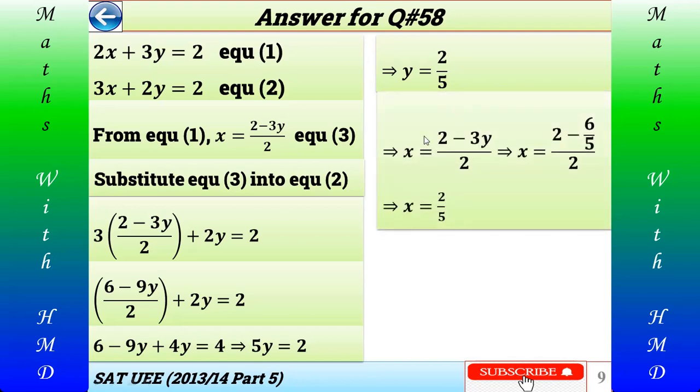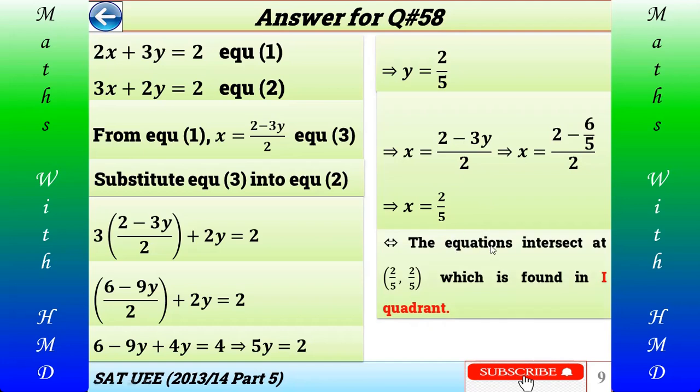Right. Now let's get the value of x. As you can see from equation 3, x is 2 minus 3y over 2, right? So x equals 2 minus, with the value of y being 2 over 5, 2 over 5 times 3 is 6 over 5. That is x equals 2 minus 6 over 5, over 2. So the value of x is going to be 2 over 5 again. So here the equations, equation 1 and equation 2, intersect at the point 2 over 5 comma 2 over 5, which is found in the first quadrant, because both the components are positive.